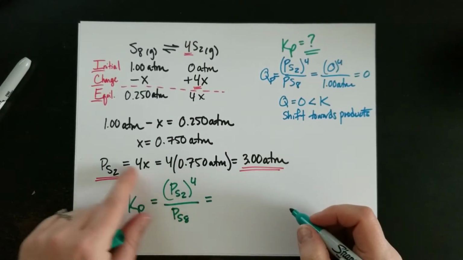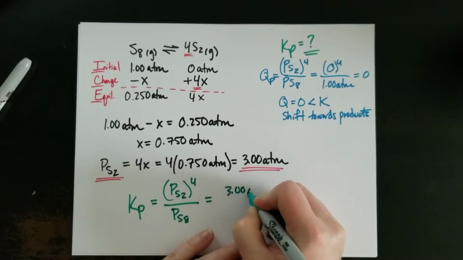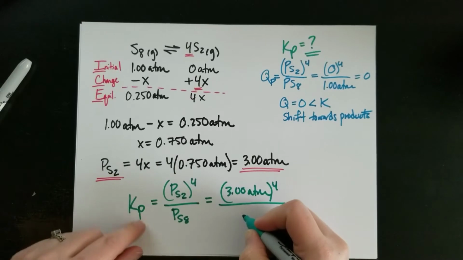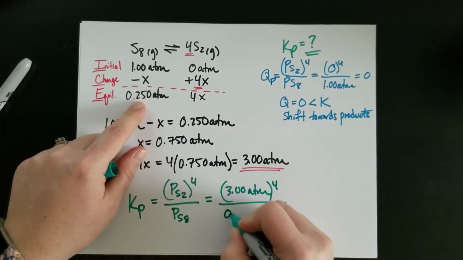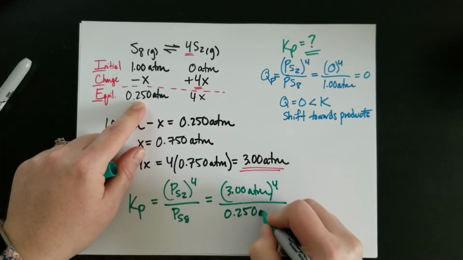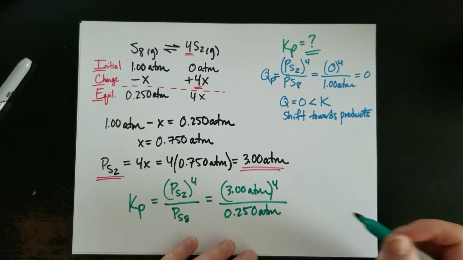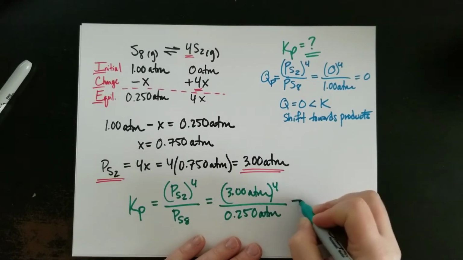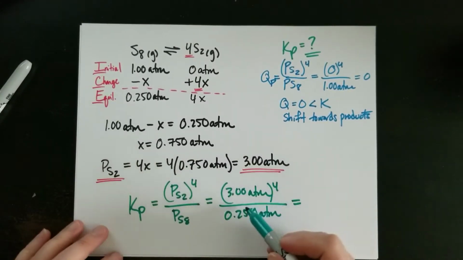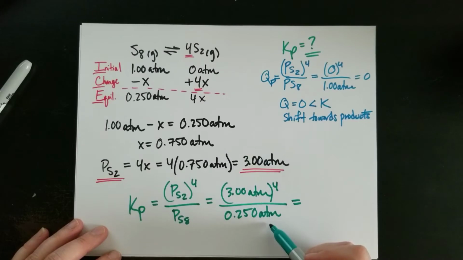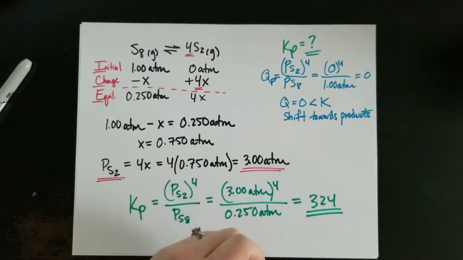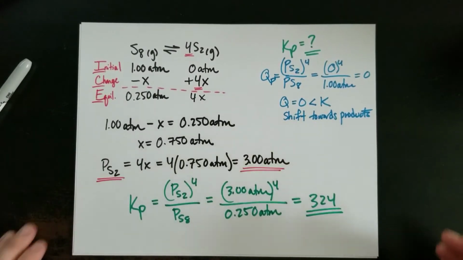And so if I take my pressure of my S2, which was 3 atmospheres, and I take it to the 4th power, and then I take my partial pressure of the S8, which we were told was 0.25 atmospheres, then I can combine this all together. So 3 to the 4th divided by 0.25 is going to give me a value of 324 for Kp. And that essentially is the answer for this problem.